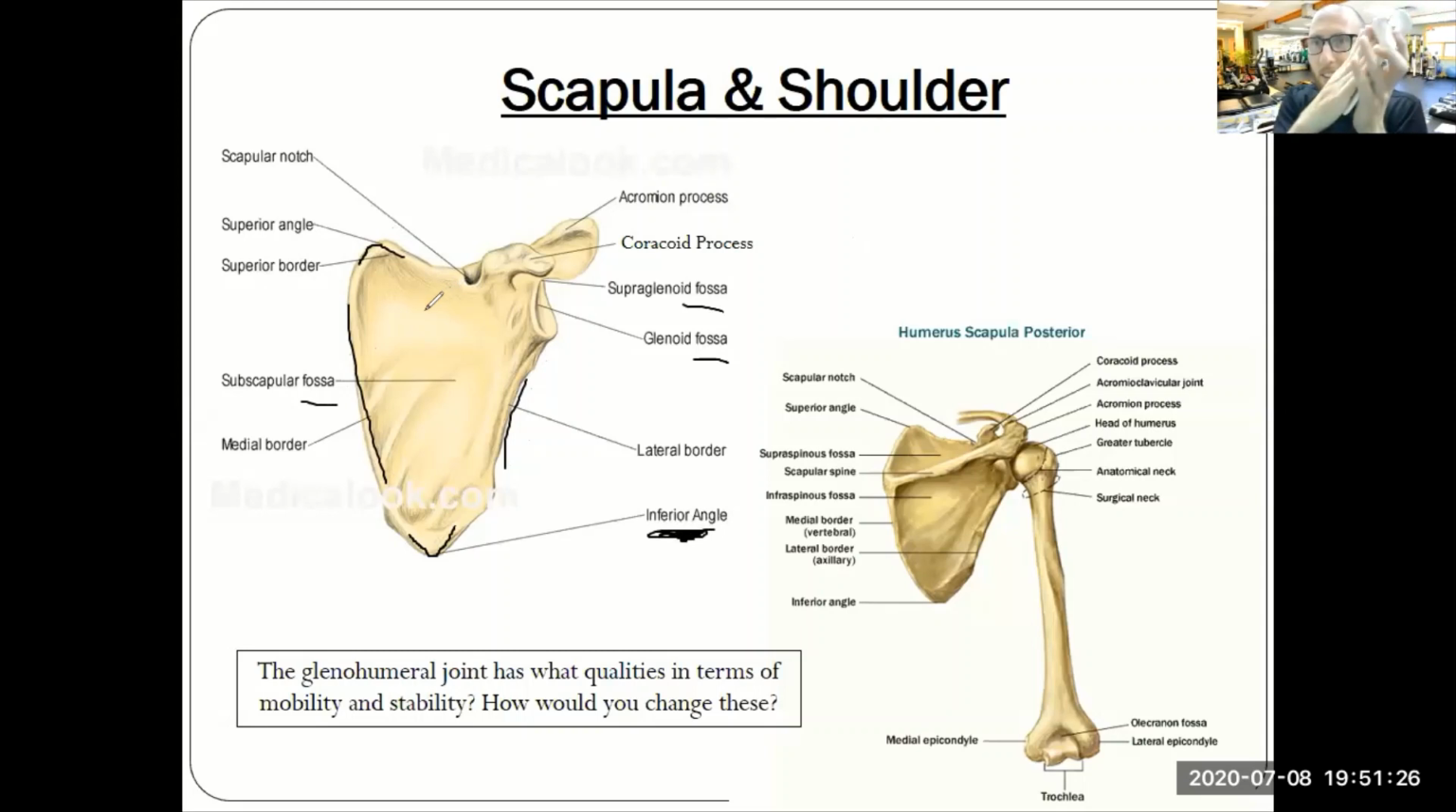What's a fossa? It's a nice smooth surface. So muscles will attach there, but definitely know the different fossas. And a lot of times the fossas will tell you what muscles attach there. For example, the supraspinatus fossa has a muscle called the supraspinatus muscle that attaches right on that fossa. So learn the bones, learn the bony landmarks, and the muscles will be a lot easier.